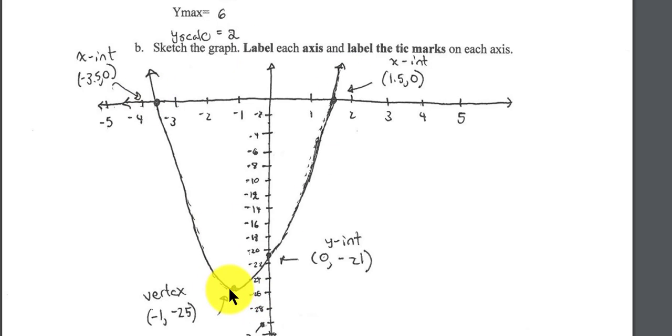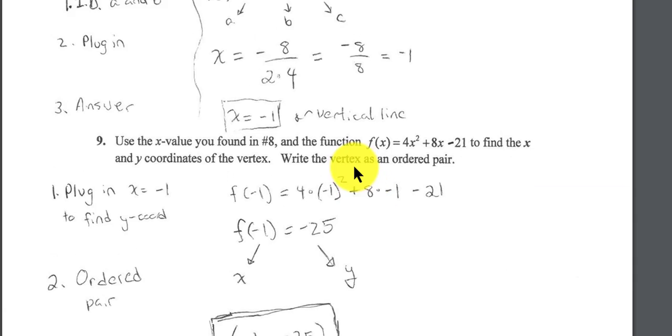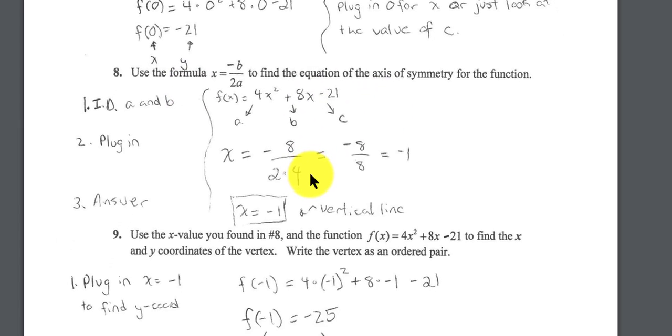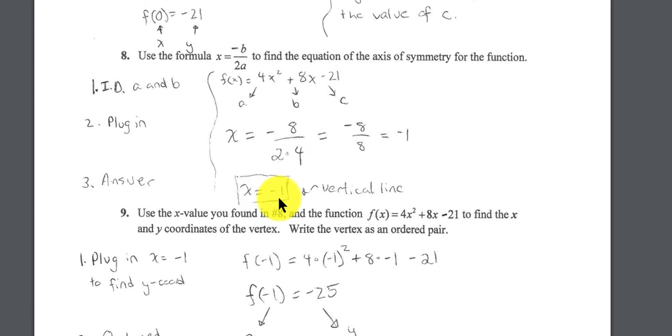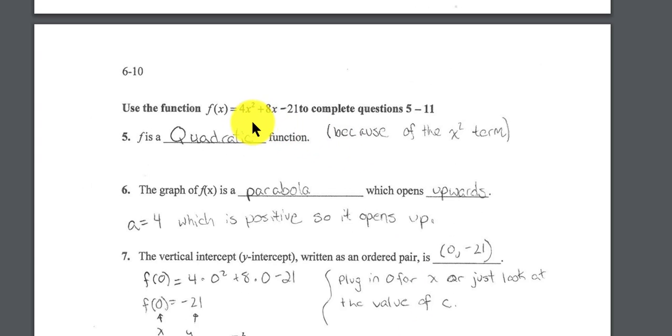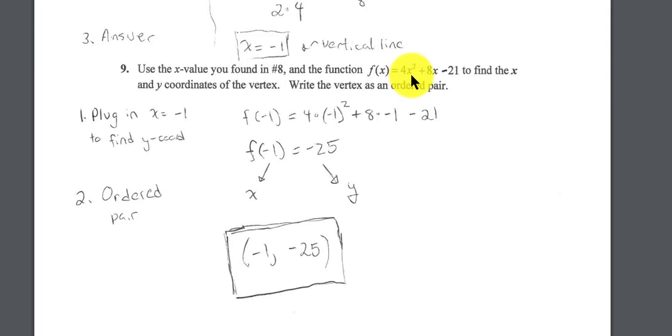So the minimum value is somewhere down here, and the imaginary dotted line splits, right? It helps us identify the minimum or maximum value, which is also called the vertex. So once I solve for the axis of symmetry, x equals negative 1, I can place x equals negative 1 into our original equation, right? Here's the original equation. If I substitute in negative 1 everywhere I see an x and solve, I get negative 25. So the vertex is negative 1, negative 25.